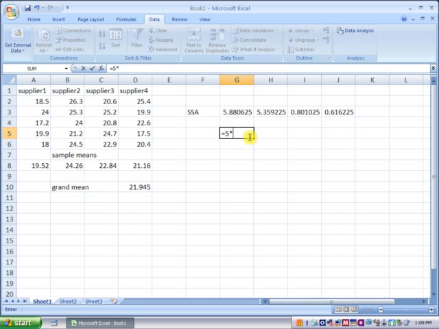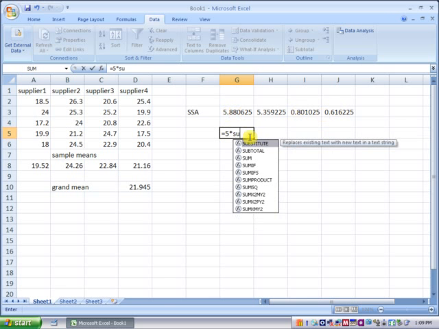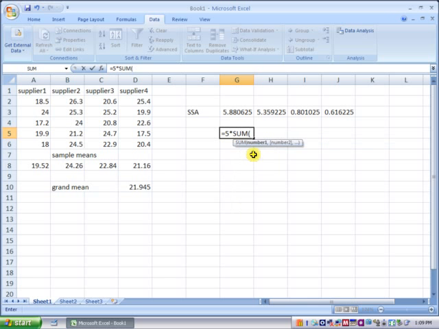So to get sum, that's SU. Double click the word sum and then highlight these numbers you want to add. You don't need to close the parenthesis, but Excel will fuss at you if you don't, so I'm going to close the parenthesis, and there it is. That's our SSA, or sum of squares among.